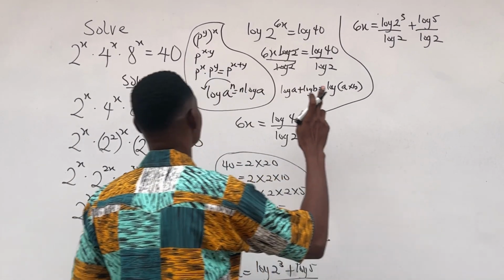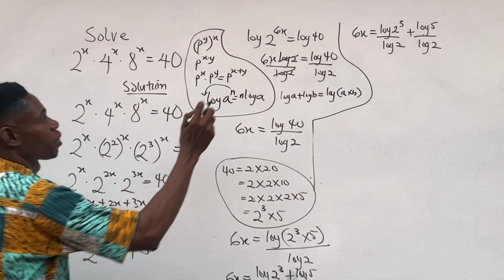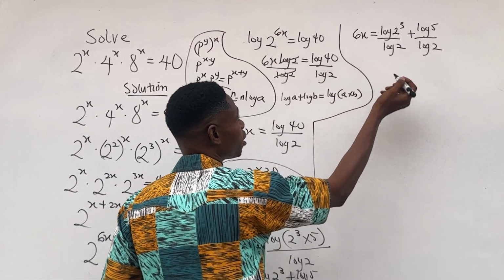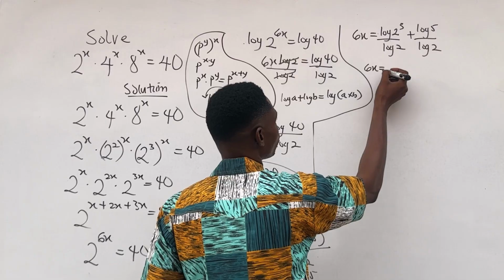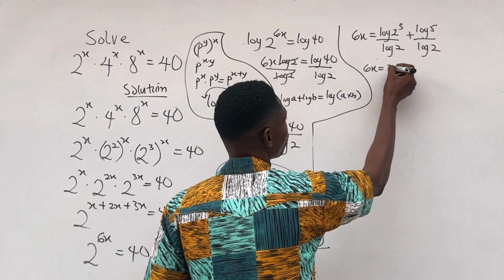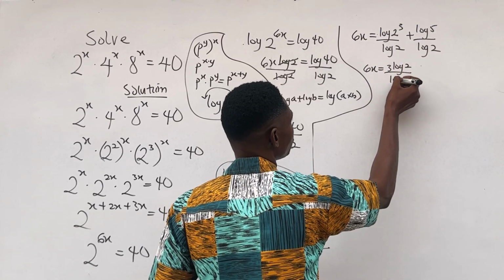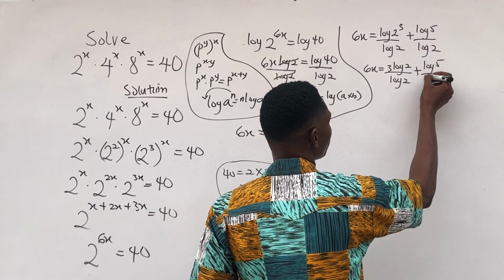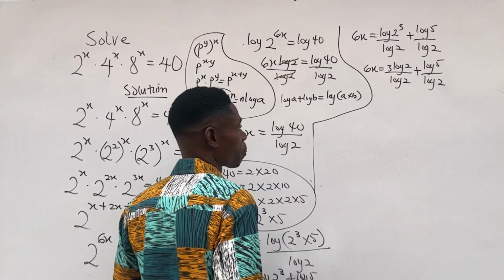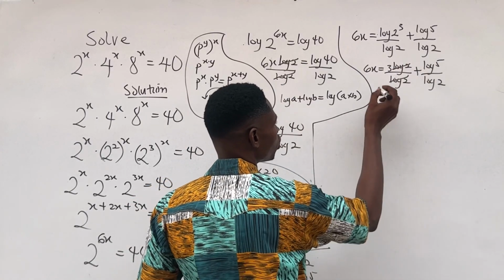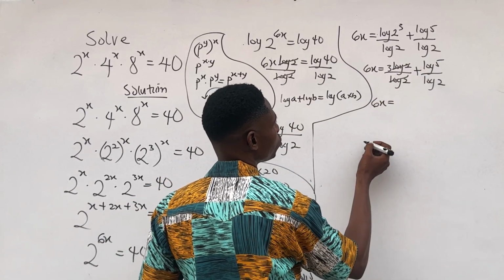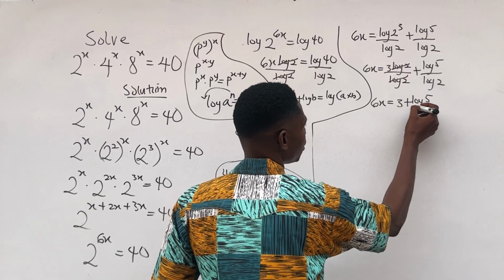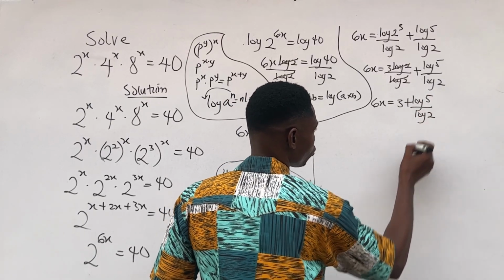So remember this law of logarithm we applied here that brought this 6x down. That law can also bring this 3 down here. So 6x equal to 3 log 2 divided by log 2 plus log 5 over log 2. This will cancel this easily. So what we'll have is 6x equal to 3 plus log 5 divided by log 2.